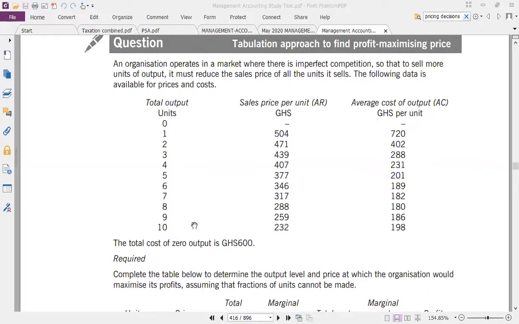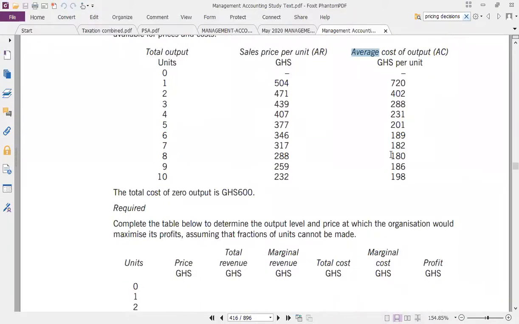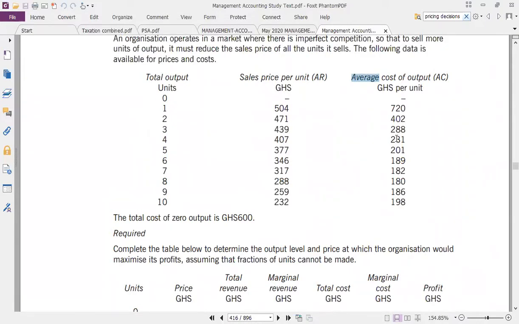Total output, good. Sales price per unit, that is the average revenue. Selling price is the same as what? Average revenue. So take note, average revenue. And then we have average cost per unit. Please and please again. Average cost is not the same as that of the marginal cost. Take note that average cost is not the same as marginal cost.